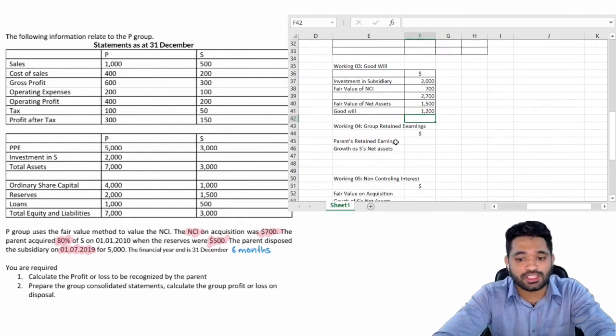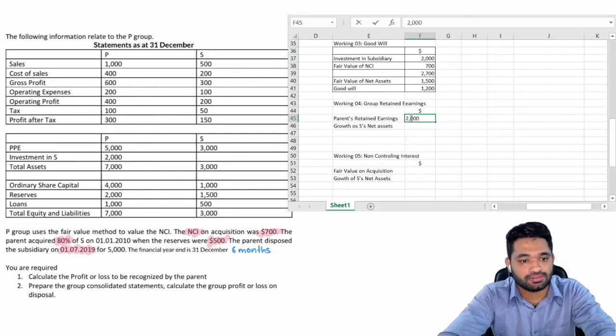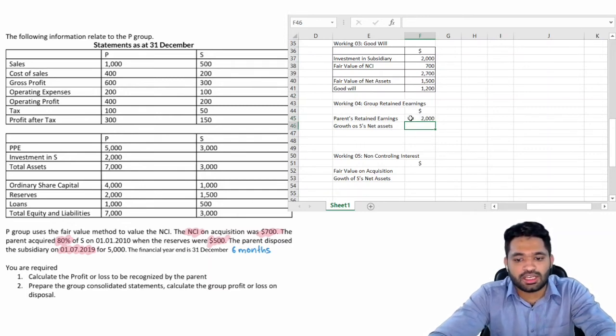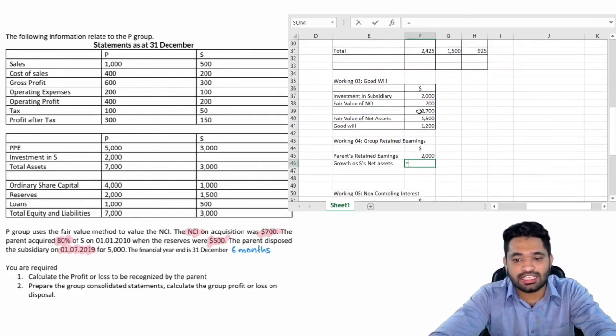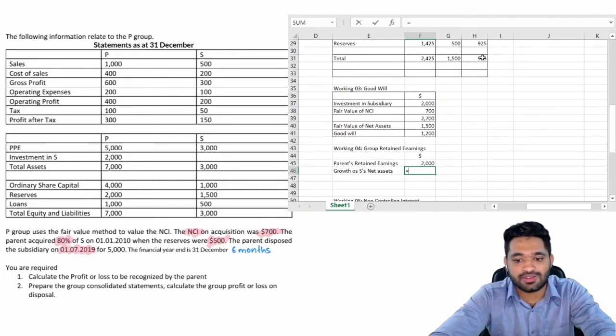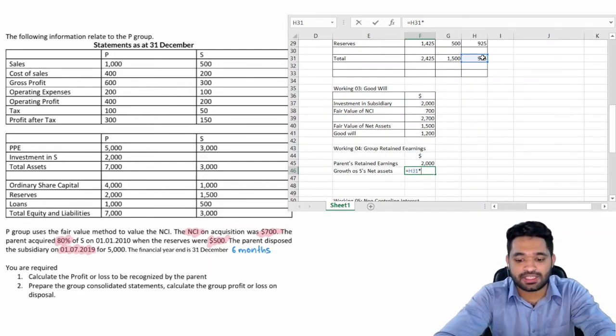Working number 4 is going to be on the group retained earnings. The parent's retained earnings is going to be 2000. Growth of subsidiary's net assets. So the subsidiary's net assets had grown by 925. We as the parent, we get 80%.